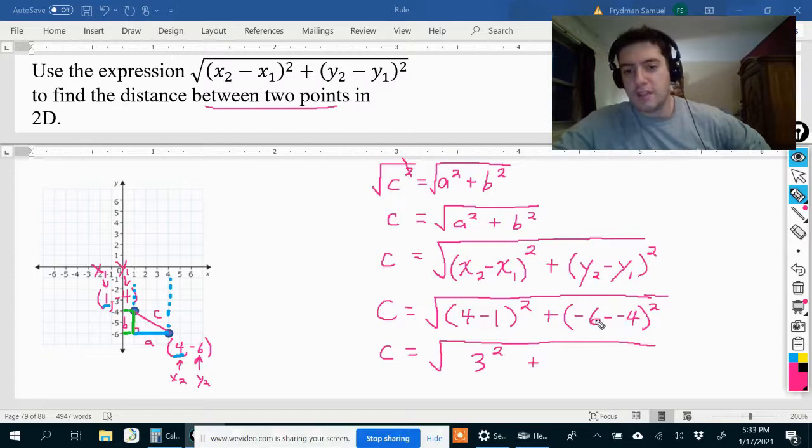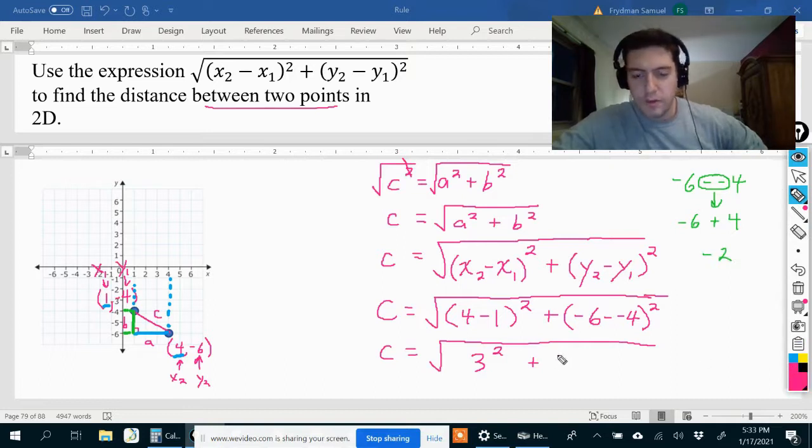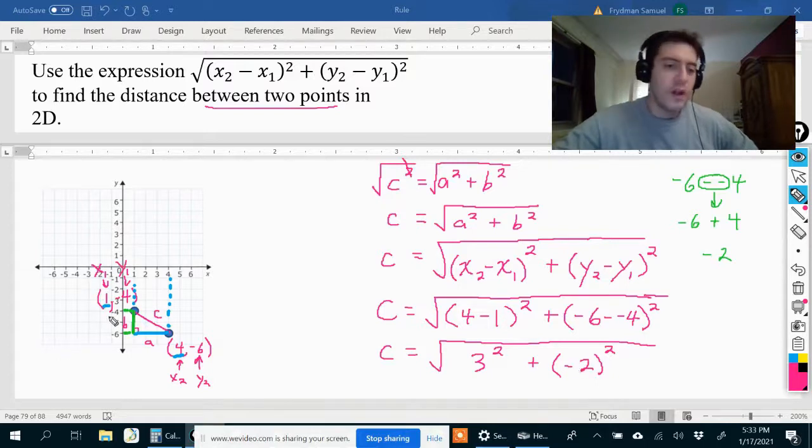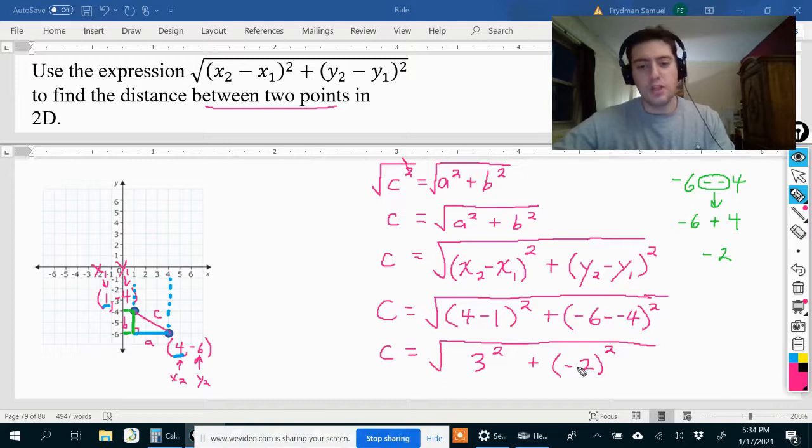Plus, now let's figure out -6 minus -4. Let's work that out on the side. -6 minus -4. Minus negative becomes plus. So we have -6 plus 4, which is -2. So let me write over here plus -2 squared. Now, forget about the negative for a second. 2 is the vertical distance between the 2 dots. So it's this leg of the right triangle. And if you're worried about the negative, don't worry about it, because when we take this number and then square it, we'll get a positive result. So don't worry too much about that negative.